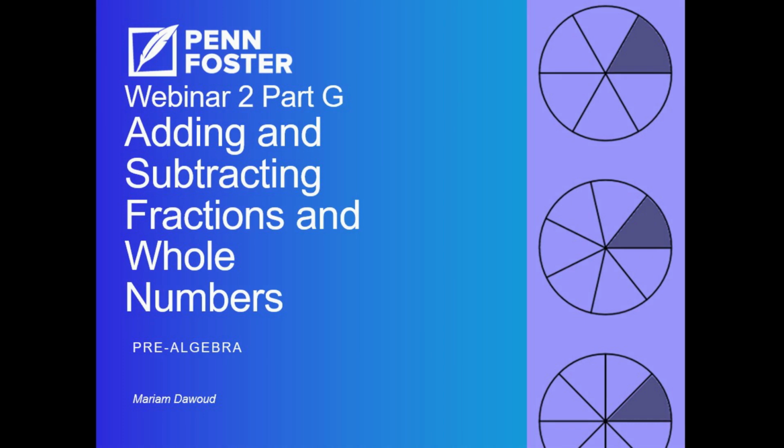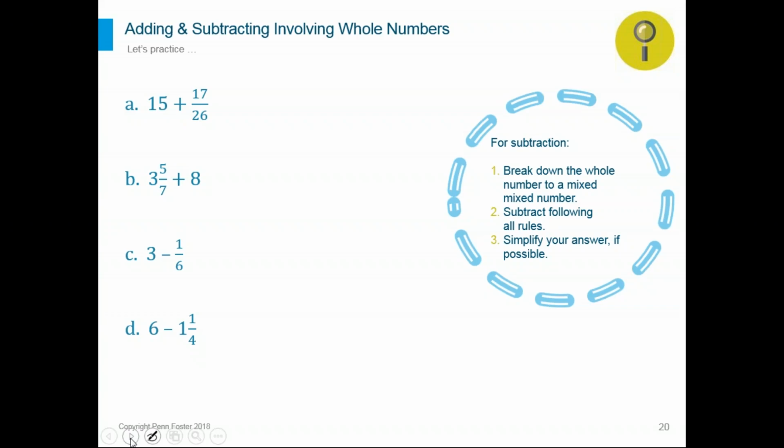The last topic I wanna cover today is when you add fractions or mixed numbers to whole numbers, or when you do the subtraction on the same kind of questions. 15, a whole number, plus 17 over 26. Addition is a little bit simpler than subtraction. In this kind of problem, number A, just add.